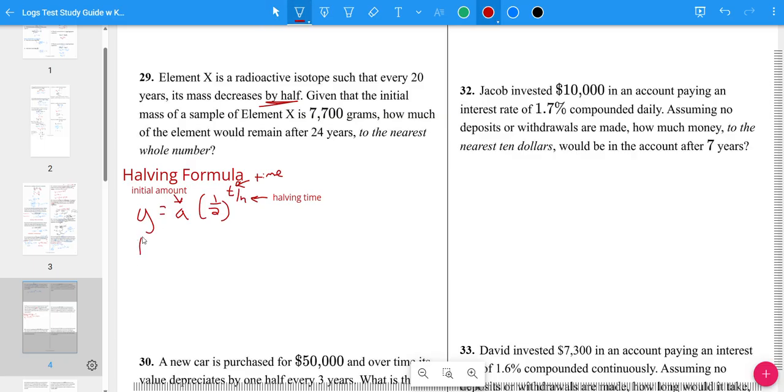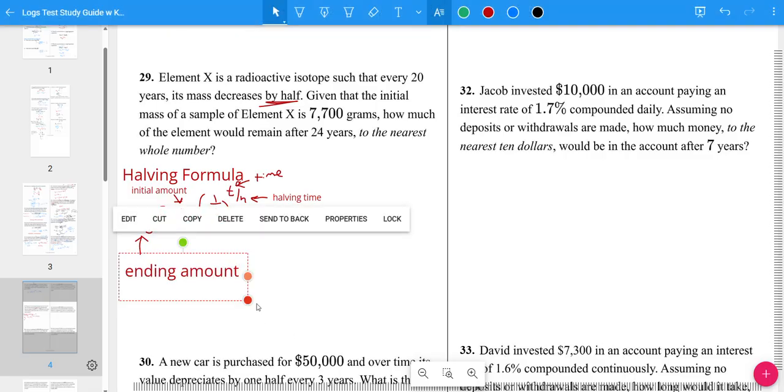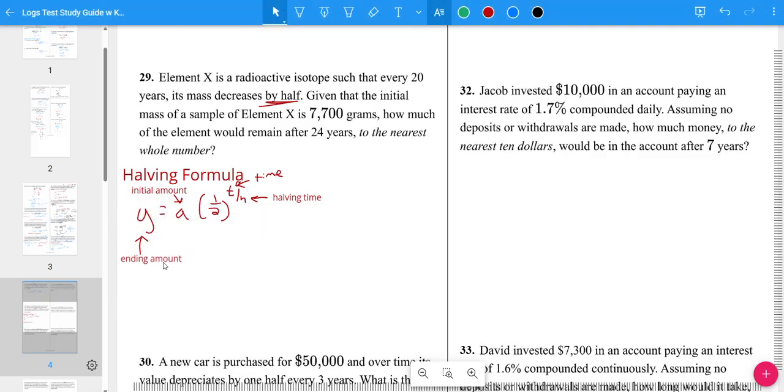And then this is my ending amount. So if I plug all this in, I want to know how much.